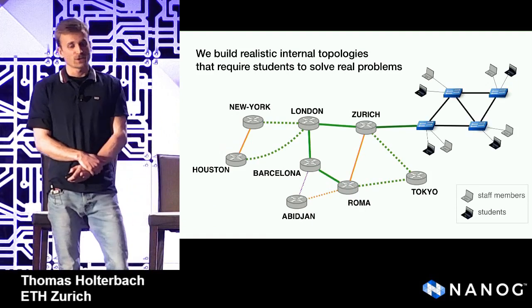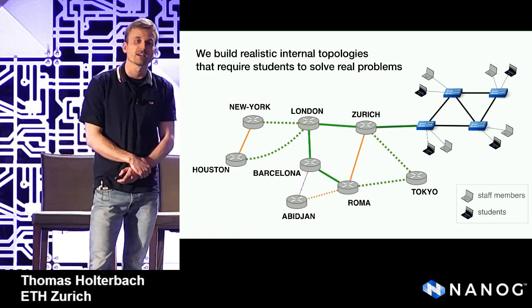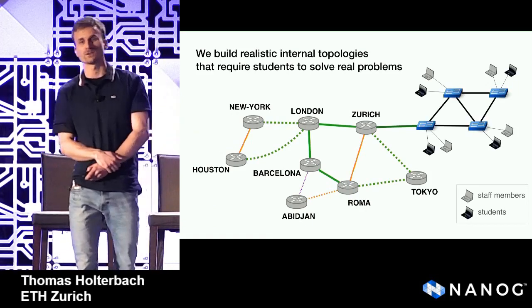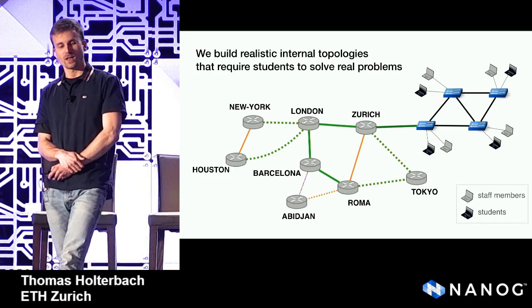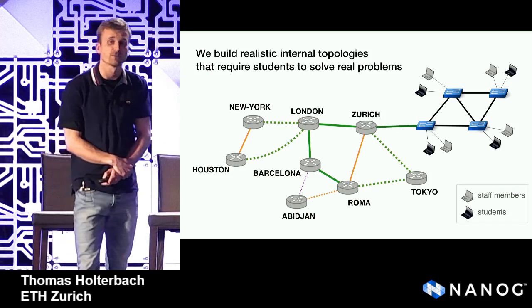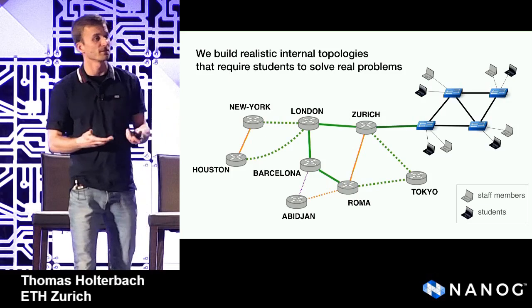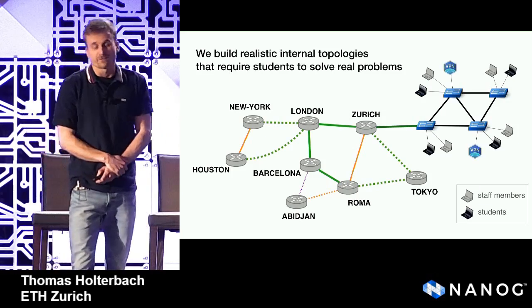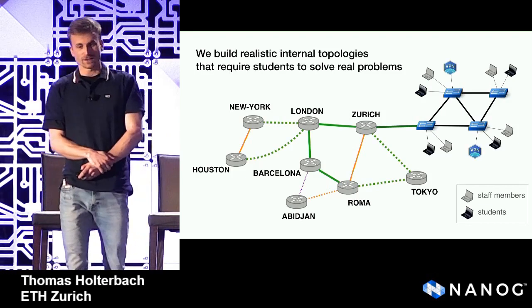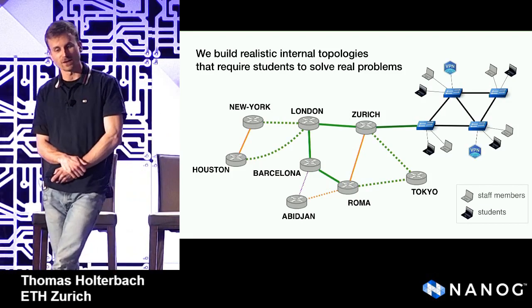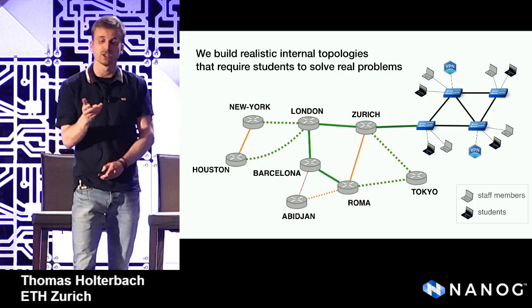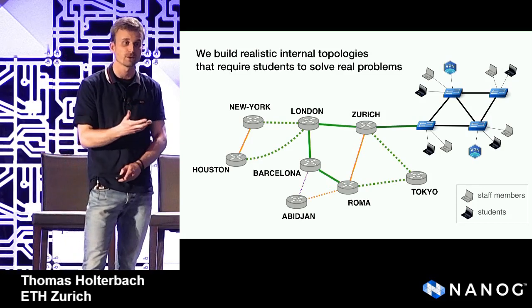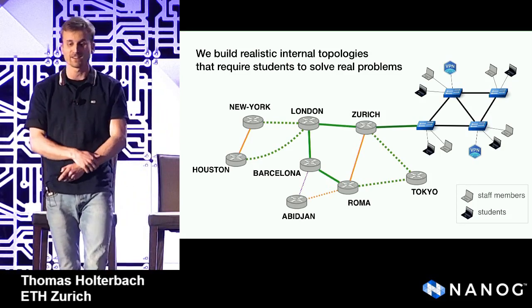In the layer 2 network, we also say that there are 2 different types of hosts: staff members and students. We use this, for instance, to ask the students to configure some VLANs to separate the 2 types of hosts. Finally, we have some VPN servers as well that are connected to some of the switches, so that students can use them to connect their laptop or their smartphone directly into the mini internet.